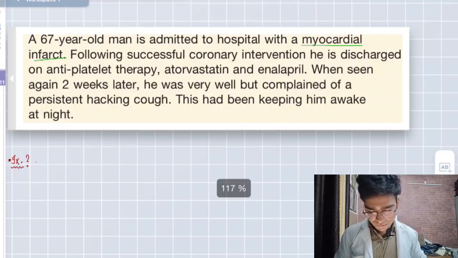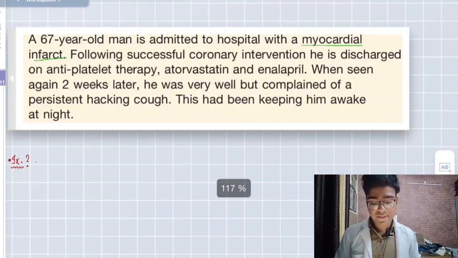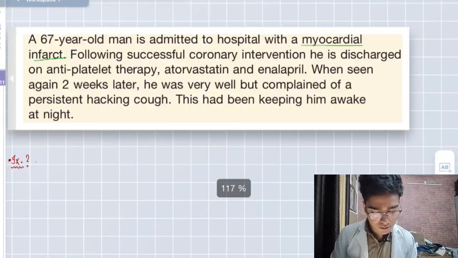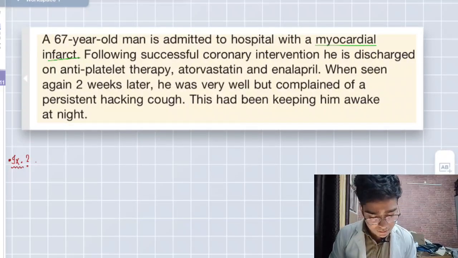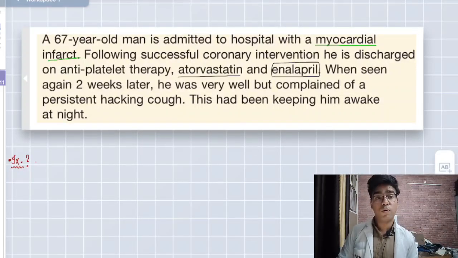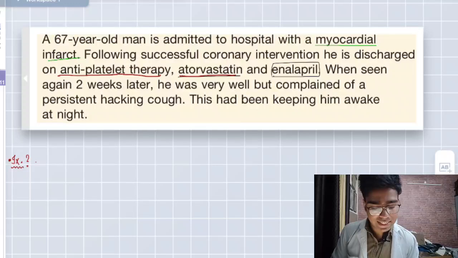Now we are going to start the clinical case discussion. Let's see the case first. There is a 67-year-old man admitted to the hospital with myocardial infarct. Following a successful coronary intervention, he is discharged on antiplatelet therapy, atorvastatin and enalapril. So he had a myocardial infarction, and now he is receiving 3 medications. One is an antiplatelet, its name is not given, it can be clopidogrel or something, then atorvastatin and enalapril. We all know that enalapril is an ACE inhibitor.